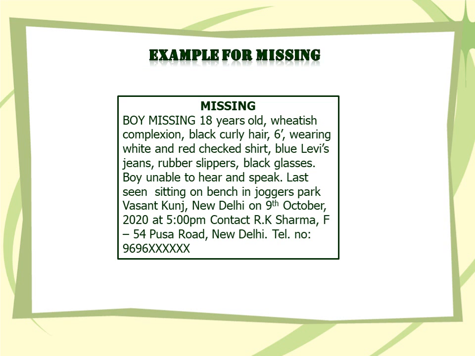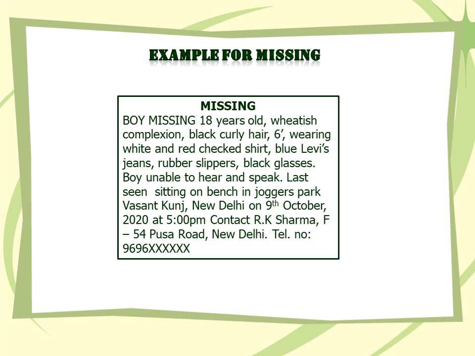Here is an example for missing. So you can see we have given the title missing and we have put it within the box, and we have mentioned here boy missing, 18 years old, wheatish complexion, black curly hair, 6 feet, wearing white and red checked shirt, blue Levi's jeans, rubber slippers, black glasses. Boy unable to hear and speak. Now this is the disability we are talking about or any other issue that person is facing.